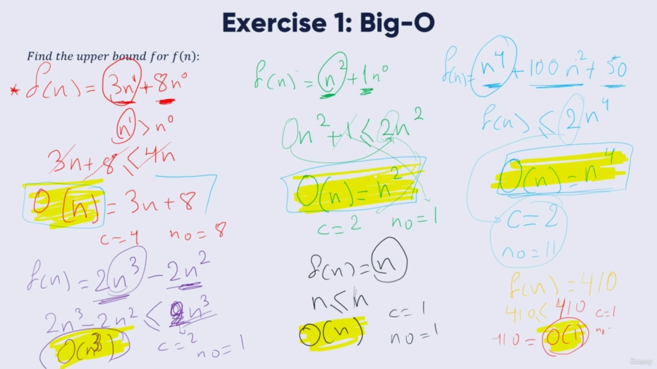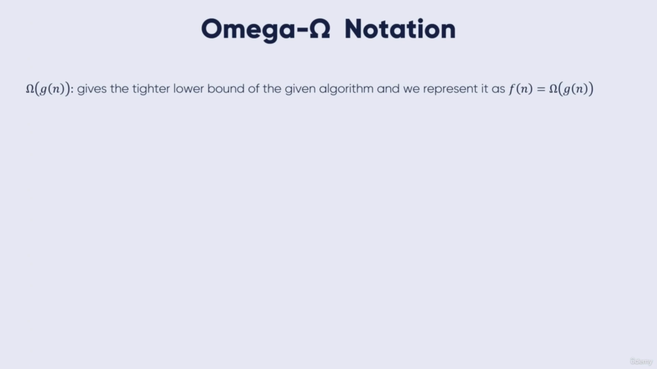So what I need you to understand is that the big O notation for any function is the highest degree that it contains inside. Similar to the O discussion, the omega notation gives the tighter lower bound of the given algorithm, and we represent it by f of n equals omega of g of n. So omega notation is giving the lower bound, and the O notation is giving the upper bound of an algorithm or a function. That means at larger values of n, the tighter lower bound of f of n is g of n.